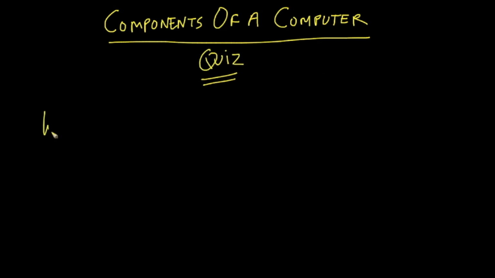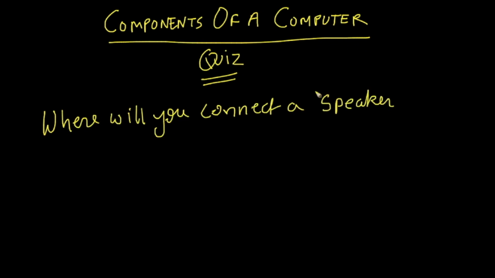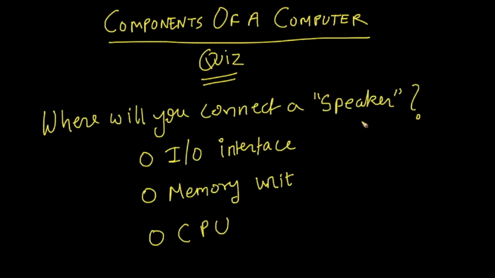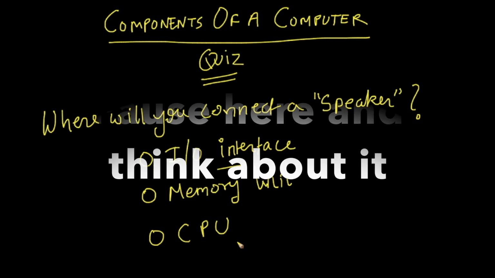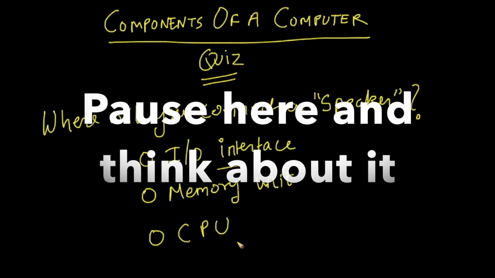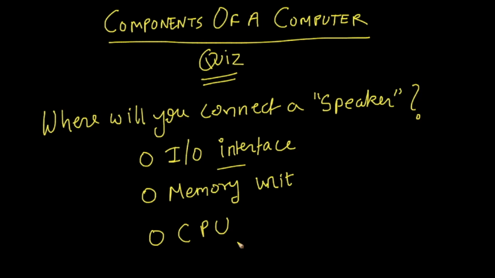So here's your quiz. In the high level block diagram of a computer we just saw, where do you think a speaker will connect to? Will it connect to the I/O interface? Will it connect to the memory unit? Or will it connect directly to a CPU? And the correct answer is it will connect to the I/O interface. Remember, all input and output units connect to the CPU through the I/O interface.